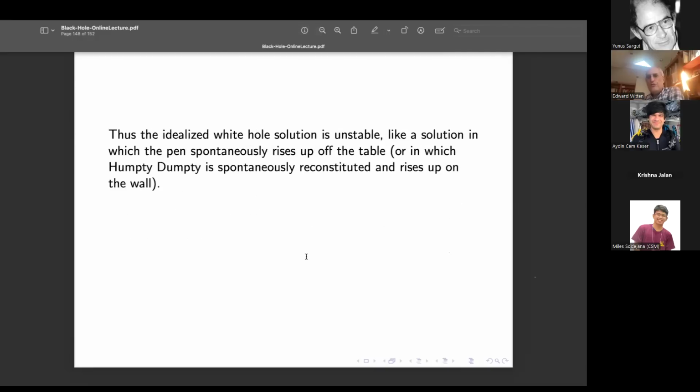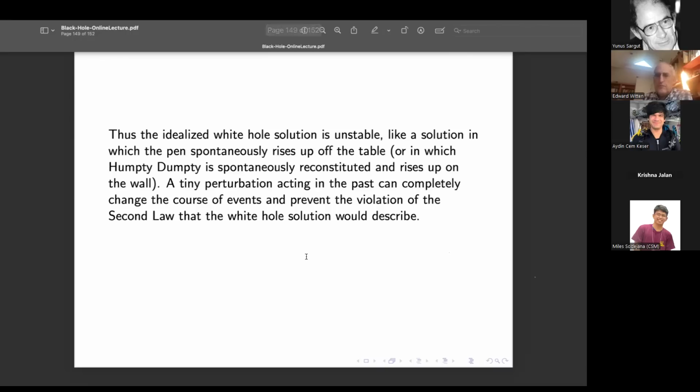Thus, the white hole solution is unstable, like a solution in which the pen spontaneously rises up off the table, or in which Humpty Dumpty is spontaneously reconstituted and rises up on the wall. A tiny perturbation acting in the past can completely change the course of events and prevent the violation of the second law that the white hole solution would describe. All this is as suggested by black hole thermodynamics.